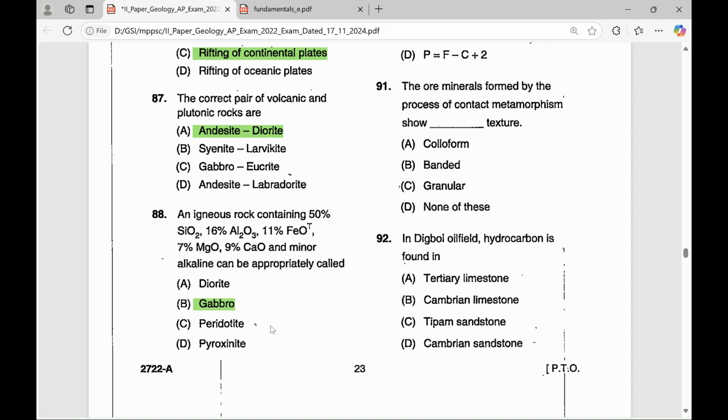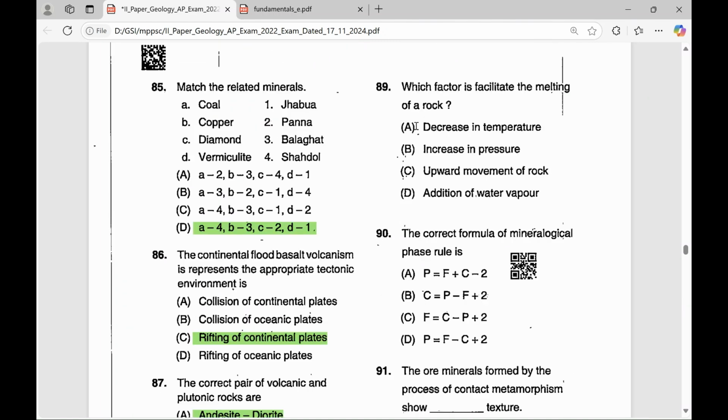One thing is for sure, diorite usually contains some percentage of alkali feldspar. So if it's minor, that's something. Let me check once. So the correct answer will be gabbro. Okay, diorite will not be the correct answer because of the dominance of this percentage.